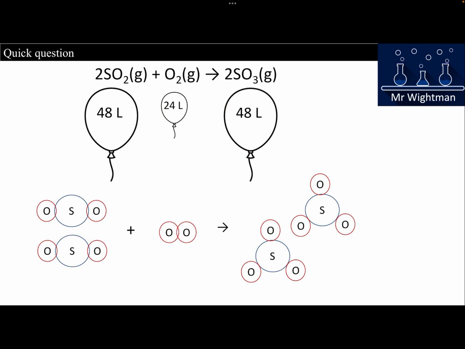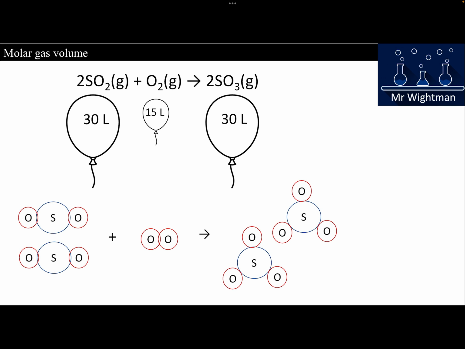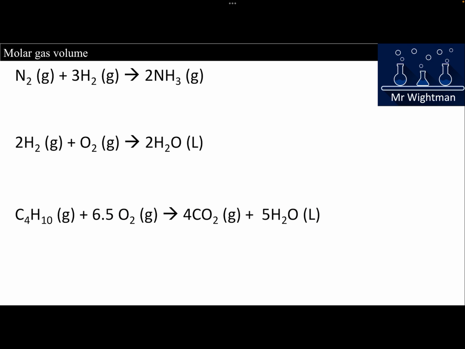So the amount of volume that I have is proportional to the big number in the equation. So if I had 30 litres of SO2, again it reacts with half that at 15 to produce 30, which is double the oxygen. But if the amounts were changed, so here are 3 equations, again you just need to look at the big numbers in the equation.